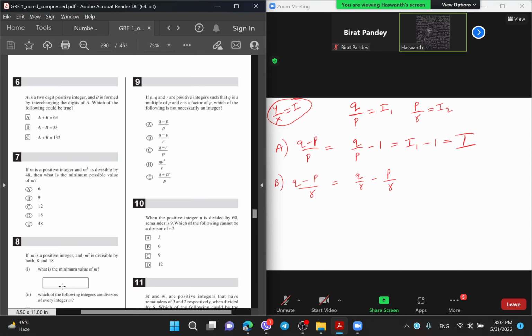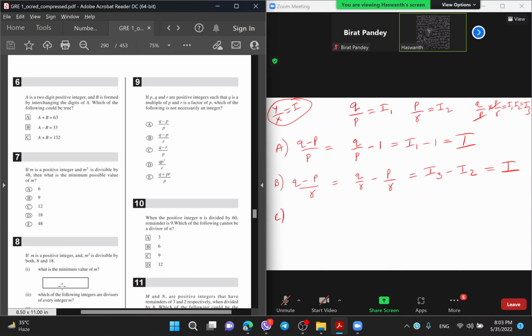Or else, take this as q by p multiplied with p by r. Q by p is an integer, p by r is an integer, product of two integers is some other integer. P gets cancelled, we get q by r. Q by r is an integer, p by r is an integer, difference of two integers, integer.